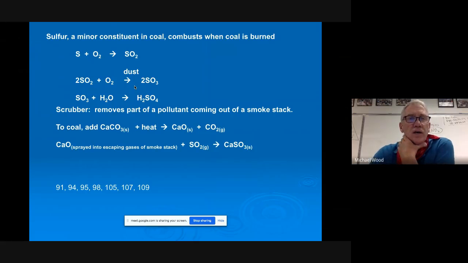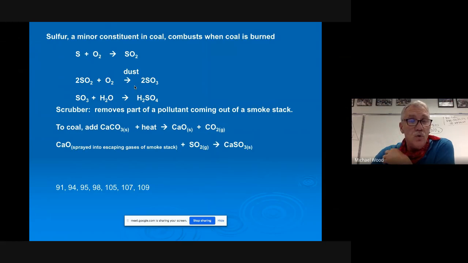Sulfur is a minor part of coal. And when the coal is burned, and there's different grades of coal, but if this is, again, one of these two issues, this is involved in making acid rain. So you just write out the series of reactions, but the sulfur is burned when coal is produced, and it makes SO2, and then the SO2 again combines with oxygen to make 2SO3, and then that SO3 combines with water in the air and makes sulfuric acid.